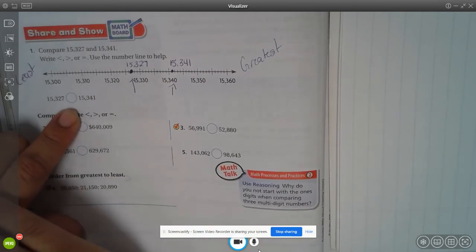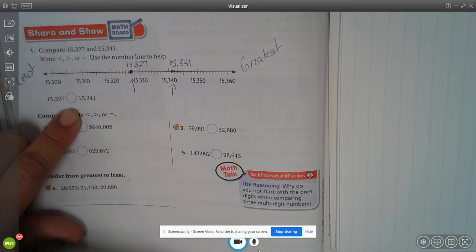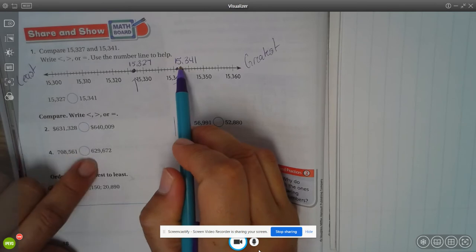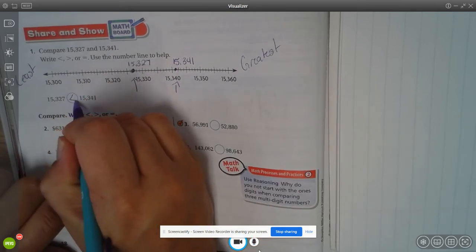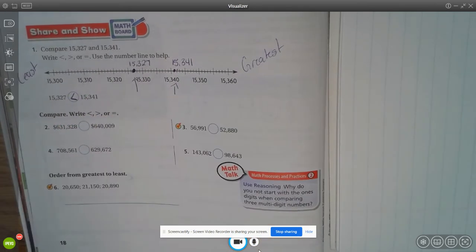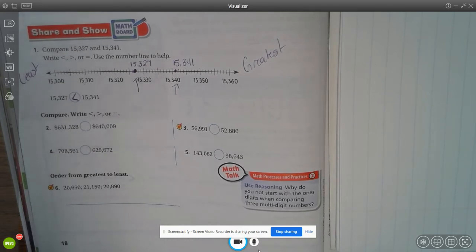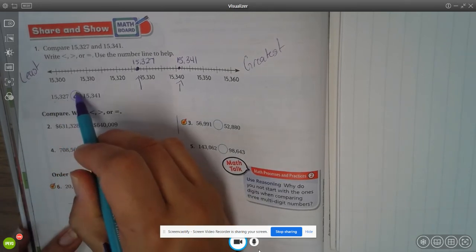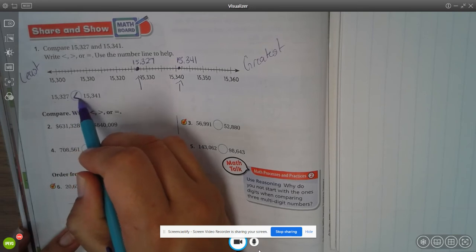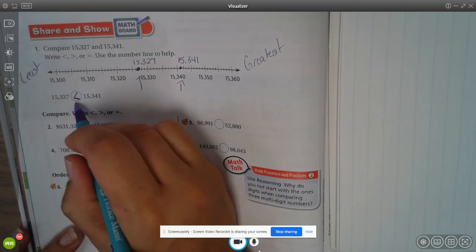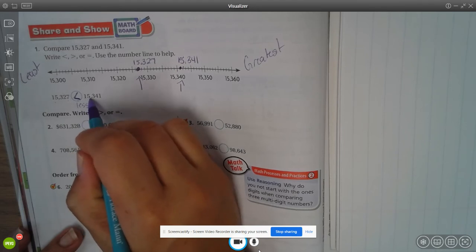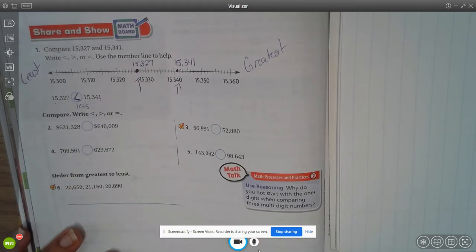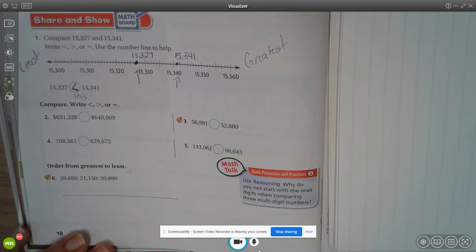So remember, we talked about those signs in the lesson video. We want to make sure that the mouth is open towards the larger number. So if this is the largest number, we want to make sure we're opening that mouth up as we're drawing it to the largest number given, okay? All right, so when we read this number sentence now with the correct symbol in between, we're going to say 15,327. Remember, it makes that L, it opens up the same way an L does, is less than 15,341.